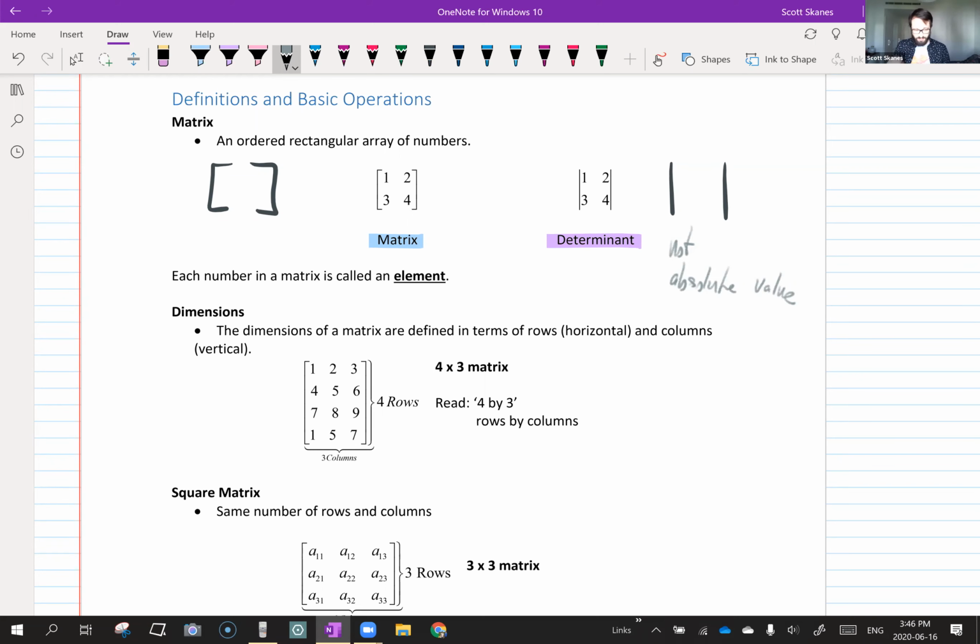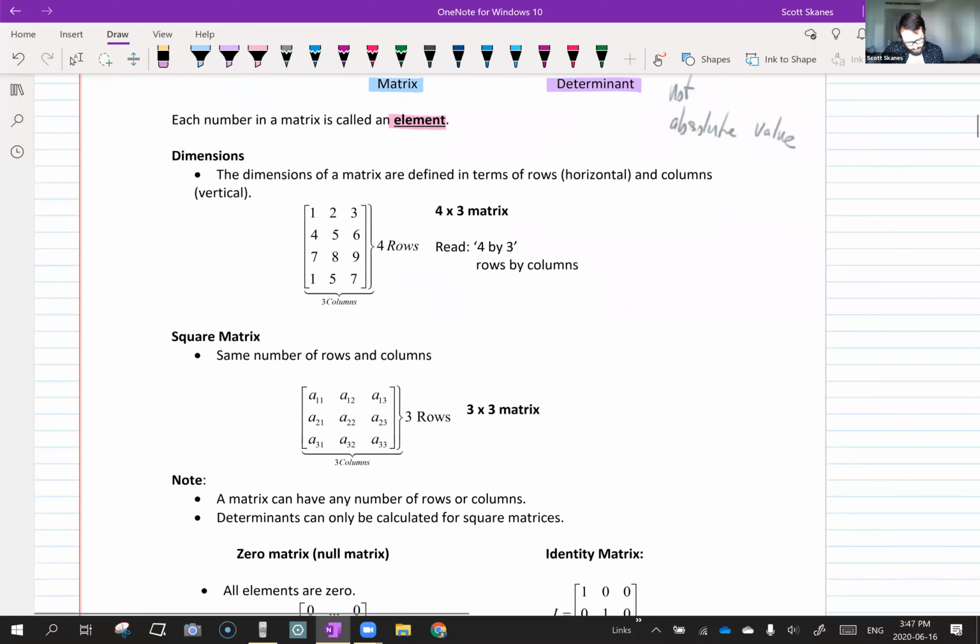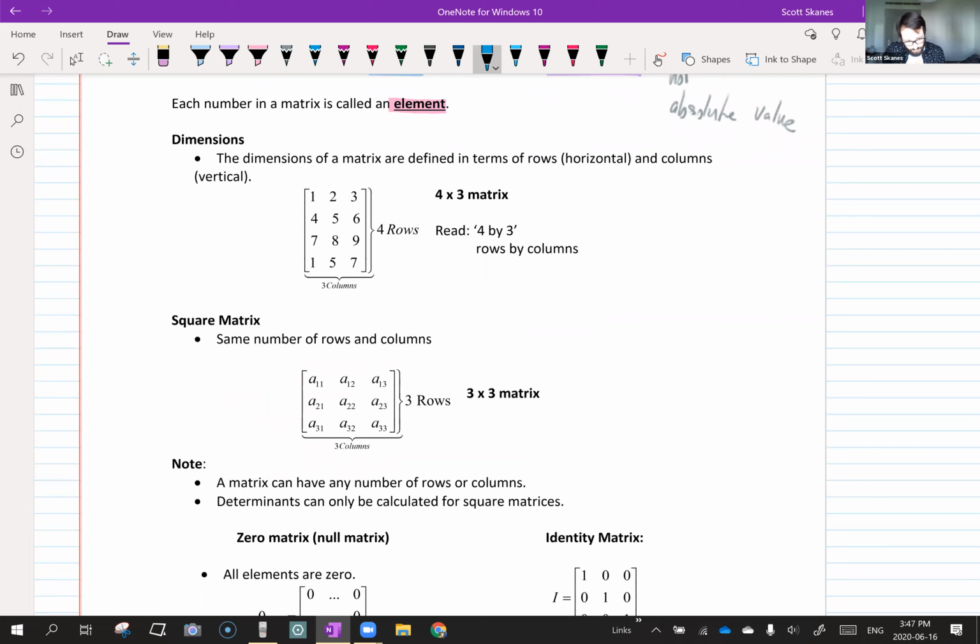Okay, so that would be the first thing that I would mention. As for what the numbers inside are called, we call them elements. So we have many elements to a matrix. In this case, we have 1, 2, 3, 4 elements. They're just the numbers inside a matrix. You can't just call them numbers because they have a specific position. It says the dimensions are defined in terms of rows and columns, which I talked about before. 4 rows, 3 columns, read as 4 by 3.